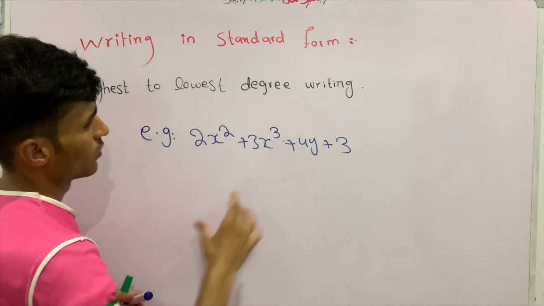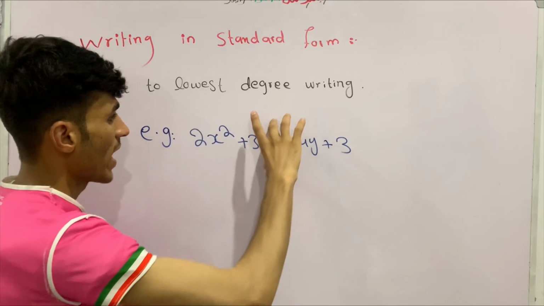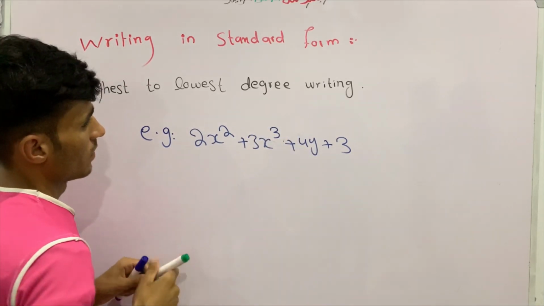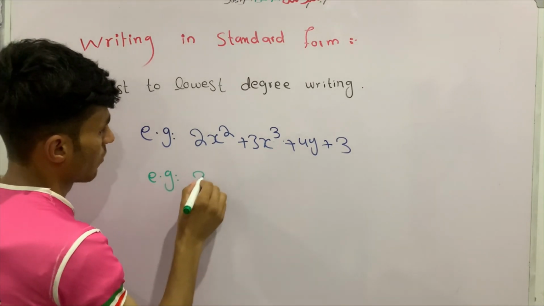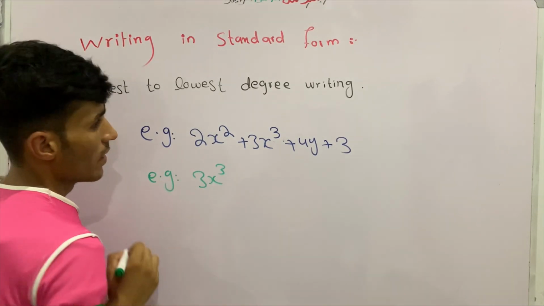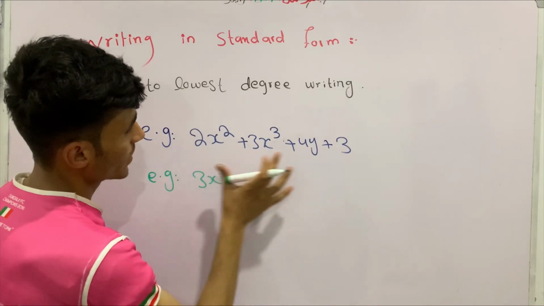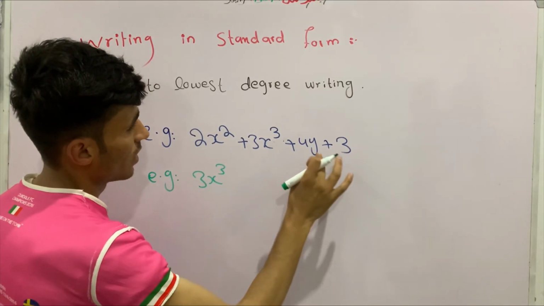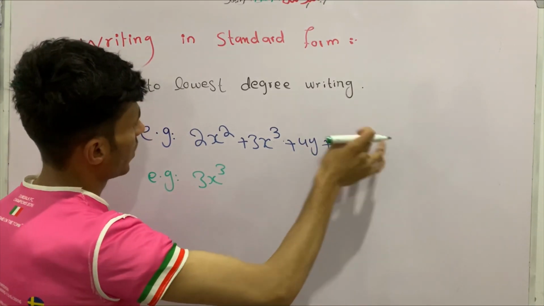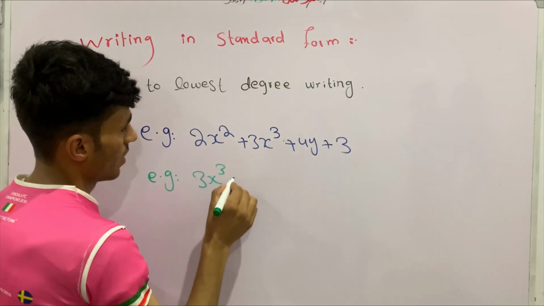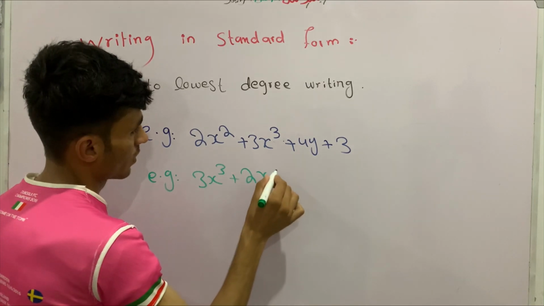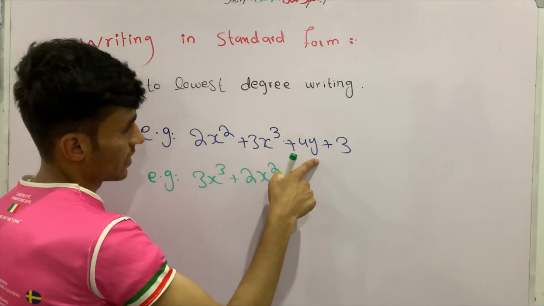What is the highest degree? That's this term, okay? Write this term firstly, which is going to be 3x cubed. Then search here. What's the next highest term? Here's 1, here's 0, and here's the 2. So write down this term, okay? Plus 2x squared. Then this term, okay?